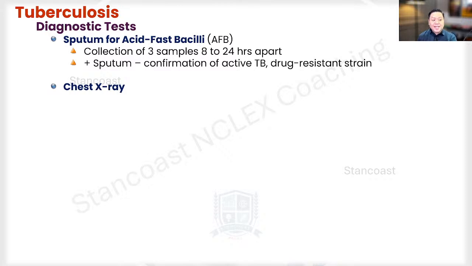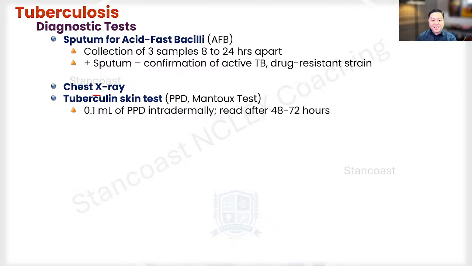Okay. Now, the next testing that we have is the chest X-ray, which is going to assess the presence of the TB and also the extent of tuberculosis. It can give us some idea just by looking at the X-ray. And also the tuberculin skin test, or the PPD, or the Mantoux test. So these are valuable tests that can detect the TB infection, of course, with injection of the purified protein derivative, about 0.1 mL, that is given intradermally. And this is going to be read within 48 to 72 hours.